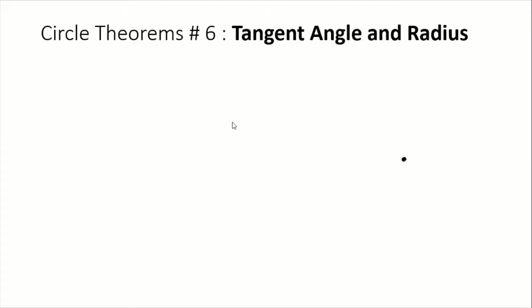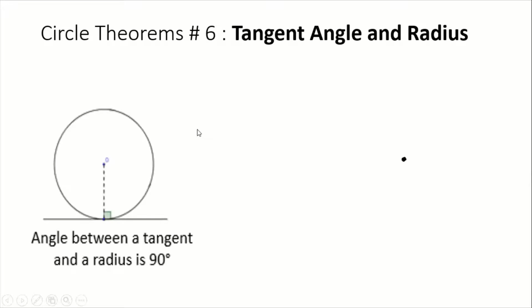All right. So now we are looking at theorem number 6, tangent, angle, and radius. Now for this one, it is just saying that the angle between a tangent and the radius is 90 degrees. So here we have a tangent and a radius, so the angle formed is 90. That means the angle formed on the other side is also 90 degrees. That's all that they are saying to us.